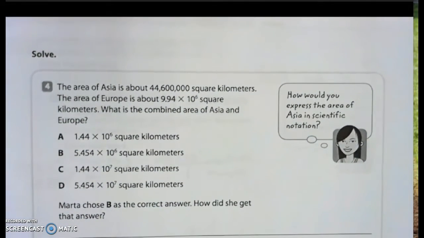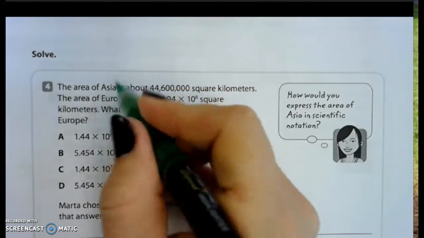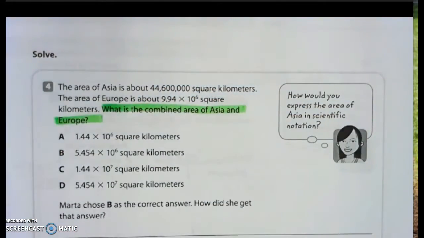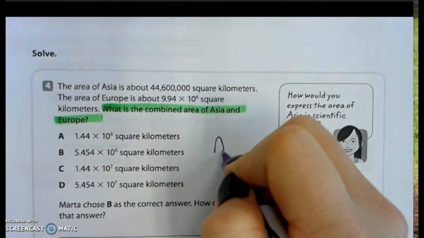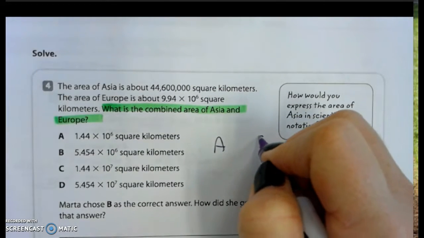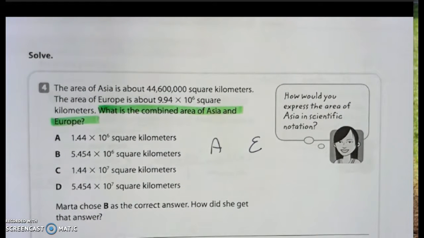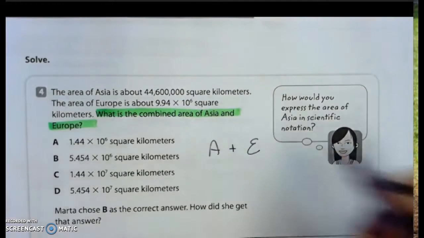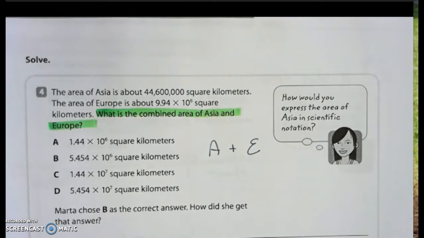Number 4. The area of Asia is a lot. The area of Europe is also a lot. What is the combined area of Asia and Europe? When you are asked, what is the combined area of Europe and Asia? How would I combine Asia and Europe? If you want to combine them, what do you do? You add. If I have $5 and you have $5 and we want to combine our money, we would add those together and we would have $10. So we want to add Asia and Europe together.